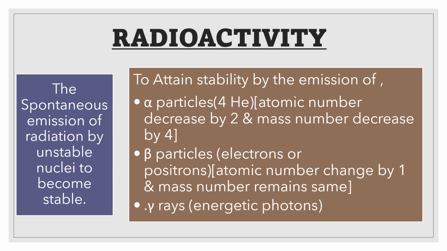In alpha emission, the atomic number decreases by 2 and the mass number decreases by 4. In the case of beta particles, electrons and positrons, the atomic number changes by 1 and the mass number remains the same. And gamma rays are of course energetic photons.